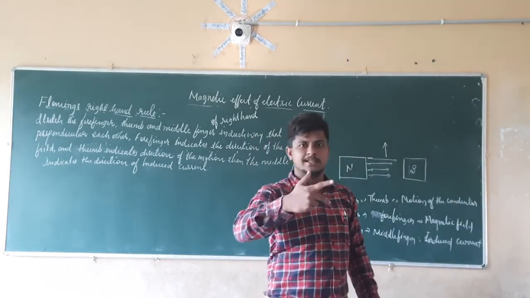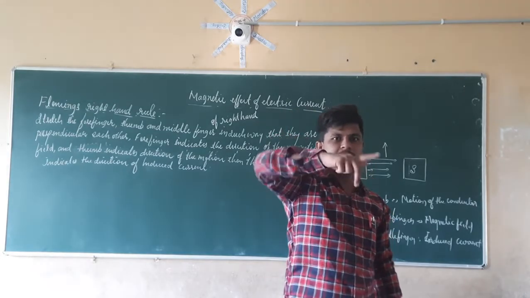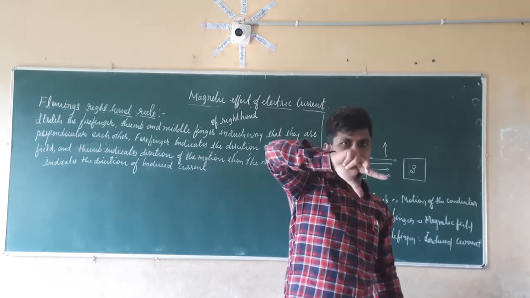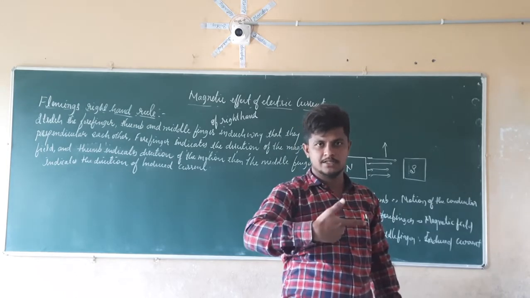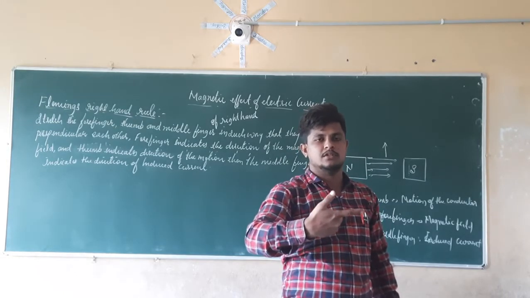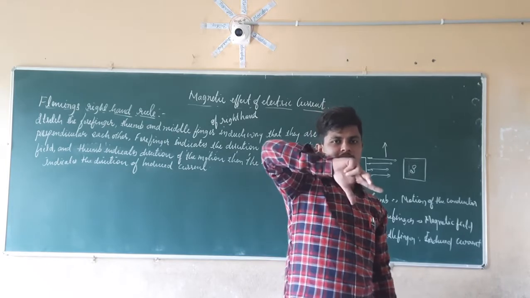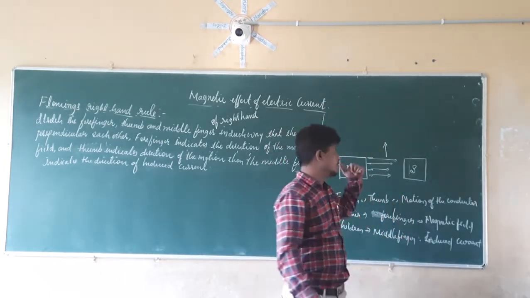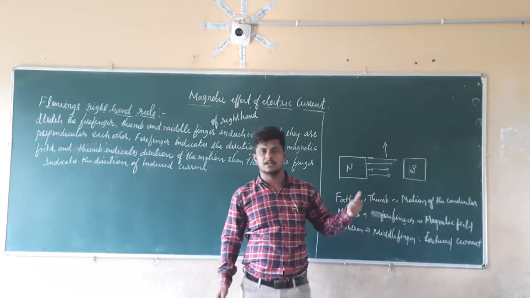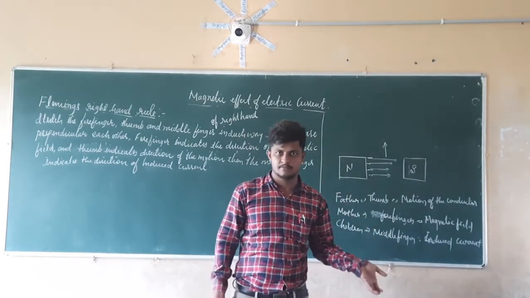So initially it is like this, after that it is like this, again like this. If the conductor moves in the upward direction, the current will be inwards, and if the conductor moves in the downward direction, the current will be outwards. So by using Fleming's right hand rule, we identify the direction of the induced current.